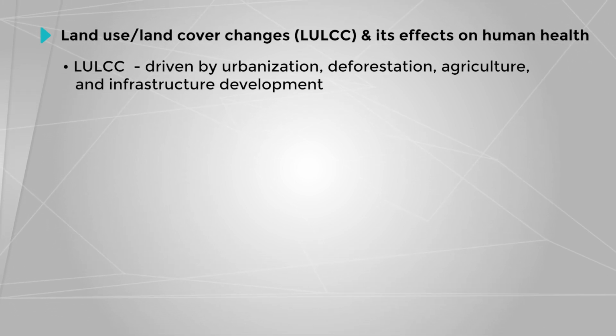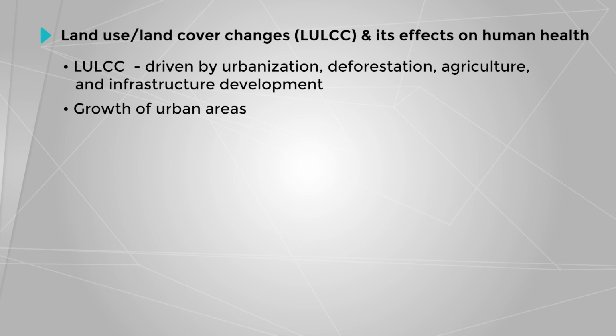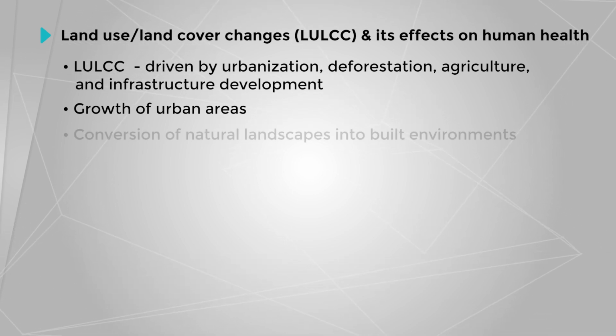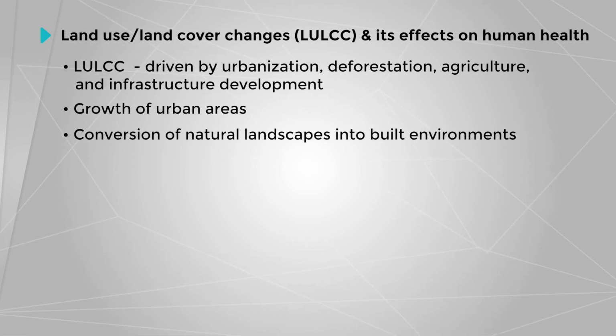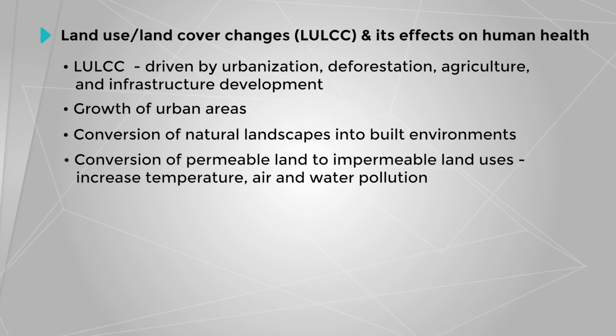Firstly, the growth of urban areas is associated with conversion of natural landscape, especially forest, barren areas, water bodies and other natural covers, into built environment. This leads to conversion of permeable land to impermeable land uses that can lead to increased temperature, air and water pollution.